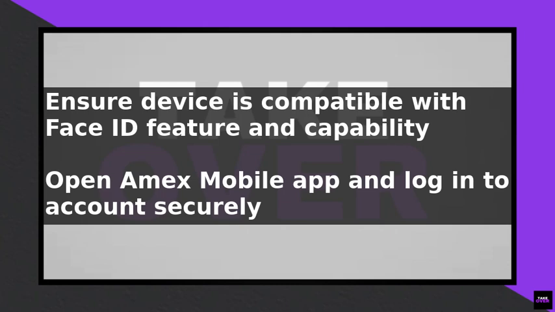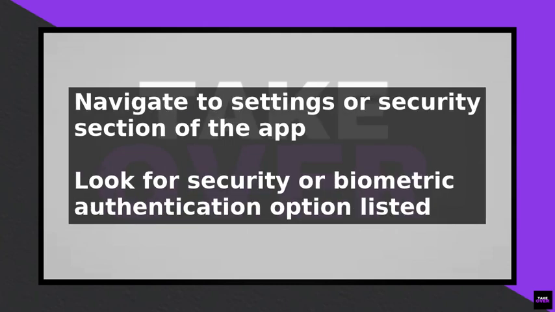Once logged in, navigate to the Settings or Security section of the app, which is usually located at the bottom or top right corner of the screen. The exact location may vary depending on the app version. In the Settings section, look for the Security or Biometric Authentication option, which may be listed as Face ID, Facial Recognition, or Biometric Login. Tap on this option to proceed.